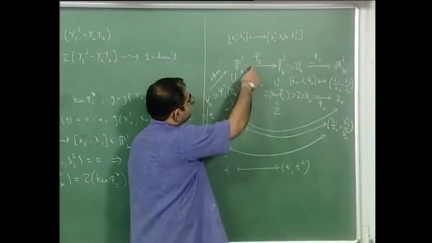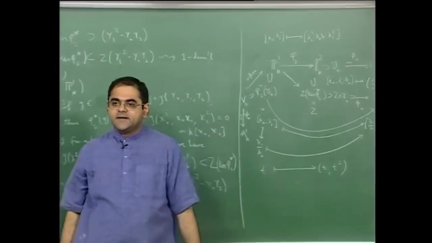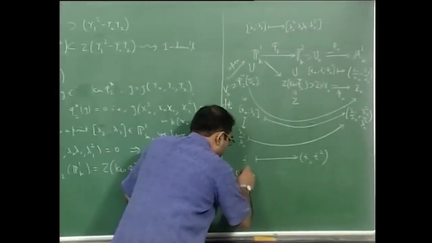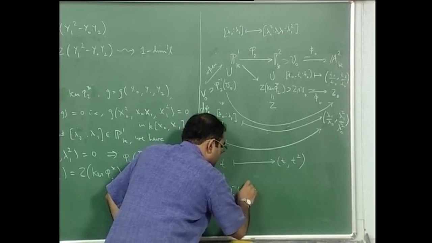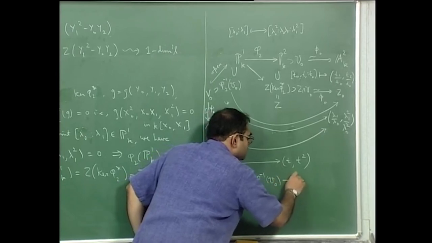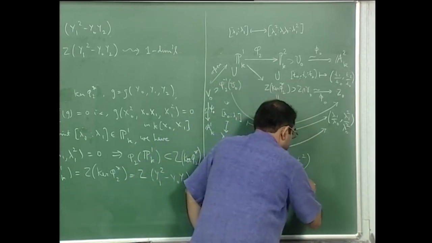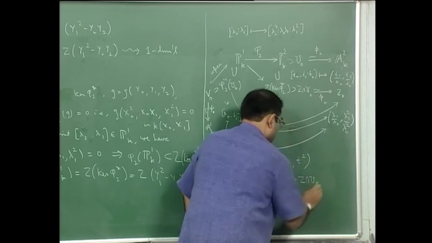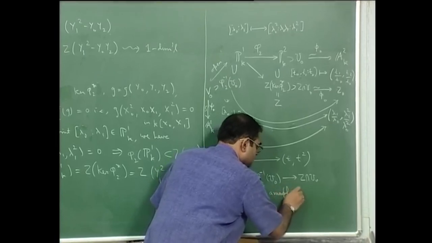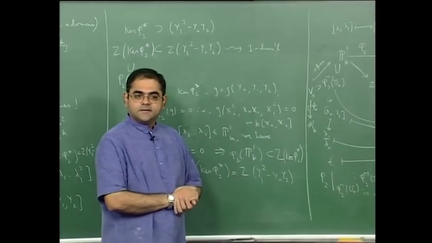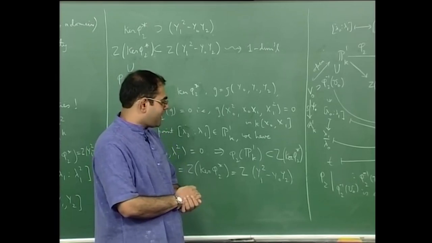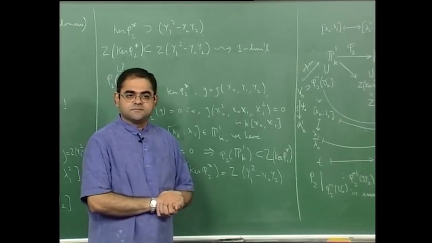So the moral of the story is that phi 2 restricted to phi 2 inverse U0, from phi 2 inverse U0 to its image, which is Z intersection U0, is a morphism. This is a morphism, alright, and actually the funny thing is it's actually an isomorphism.